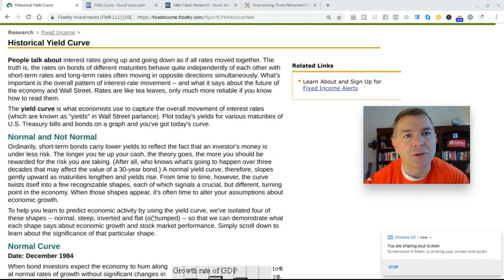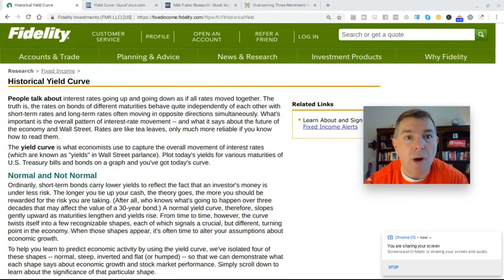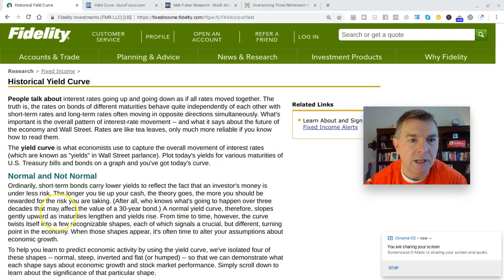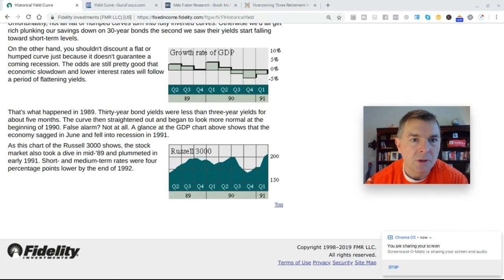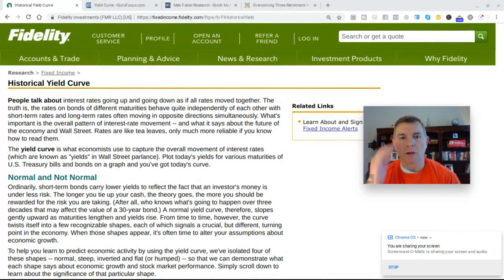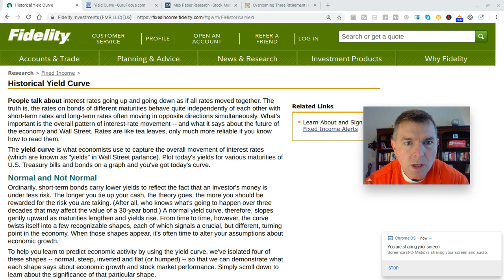All right, so here's something from Fidelity. I was actually surprised that this was as explicit as it is, and I don't know when they wrote this article, but we're going to talk about the yield curve. I'm going to share it with you. All right, just stick with me.